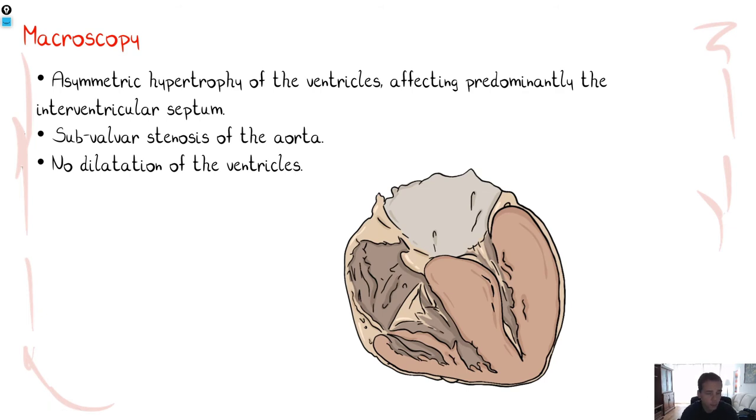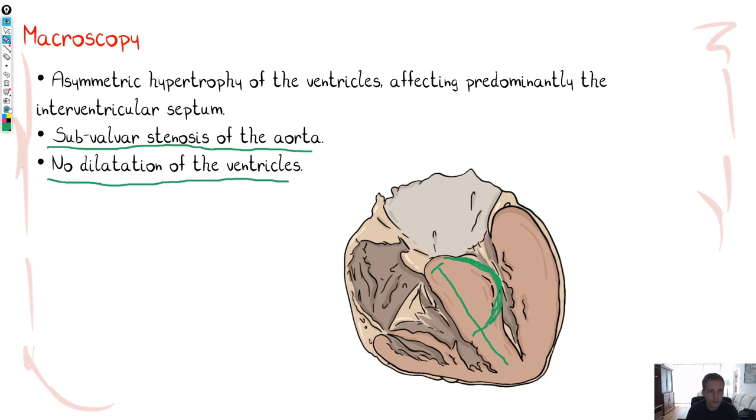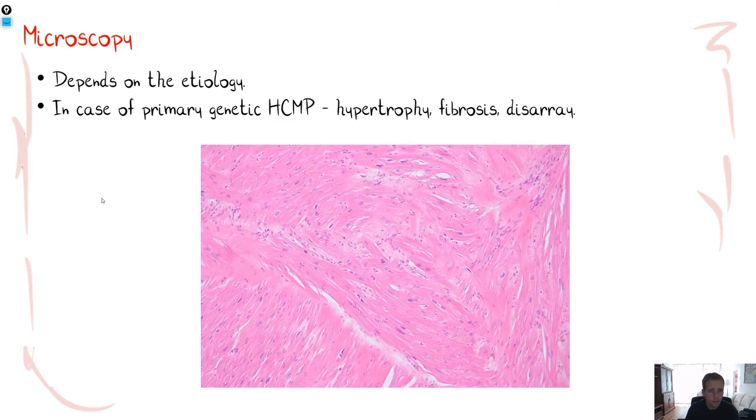Usually the whole heart muscle is hypertrophic, both left and right ventricles, but the hypertrophy is asymmetric, and the maximum of the hypertrophy is in the interventricular septum, especially the proximal part. In the proximal part of the interventricular septum, the septum bulges into the left ventricle and creates obstruction of the left ventricular outflow tract. So in other words, there is a subvalvar stenosis of the aorta because of the bulging interventricular septum. It's quite typical for hypertrophic cardiomyopathy. Usually there is no dilatation of the ventricles, just the hypertrophy. So prominent asymmetric hypertrophy is quite typical. Microscopic findings depend on the etiology.